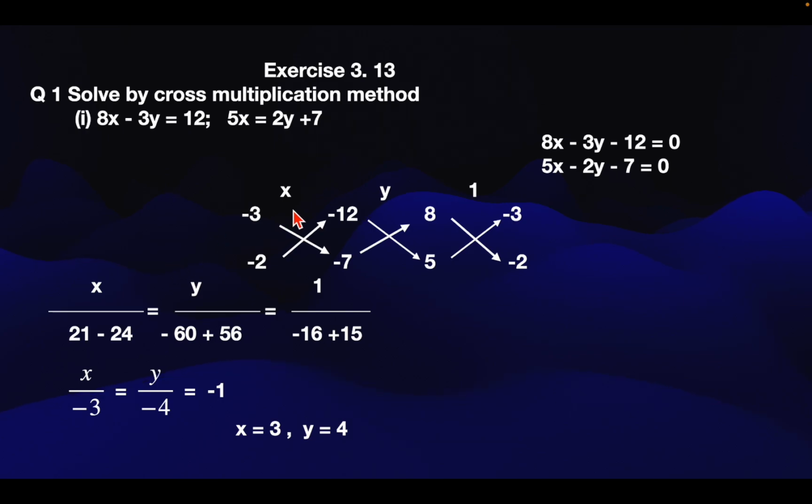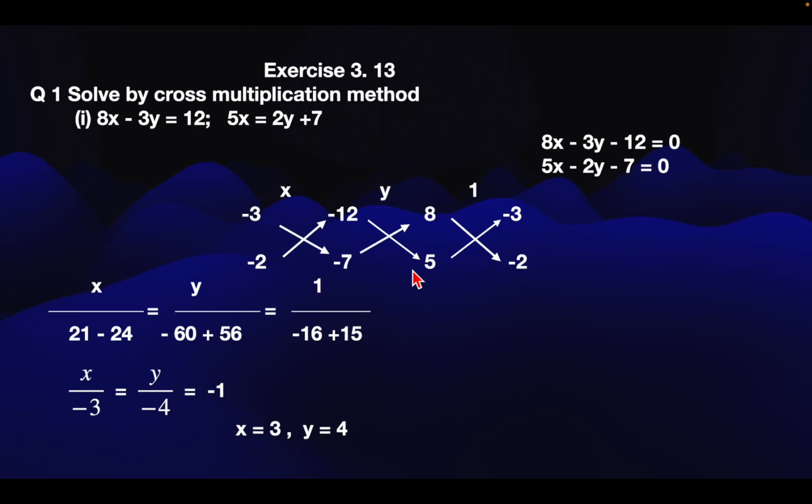The next step is x upon. X will be the numerator. The denominator, what it will be? It will be this number multiplied by this number minus this number multiplied by this number. Okay, so in this sum, it will be x upon minus 3 multiplied by minus 7 minus 2 multiplied by minus 12. Minus 2 into minus 12 is 24. Minus 3 into minus 7 is 21. So 21 minus 24. This is equal to y upon, again do the cross multiplication.